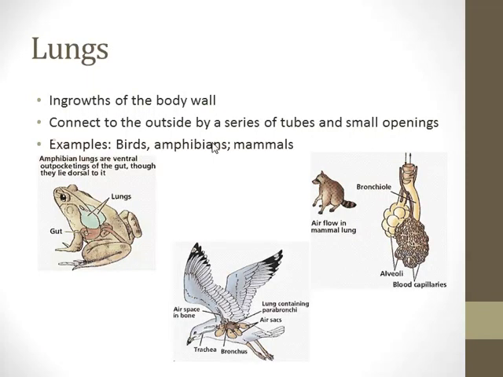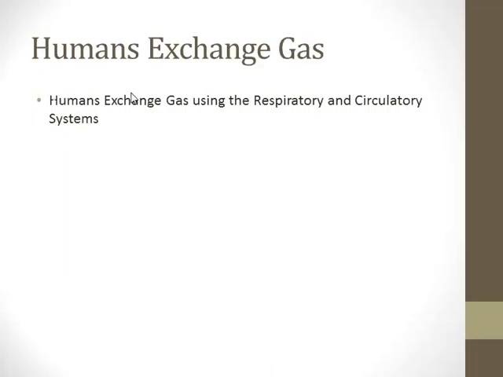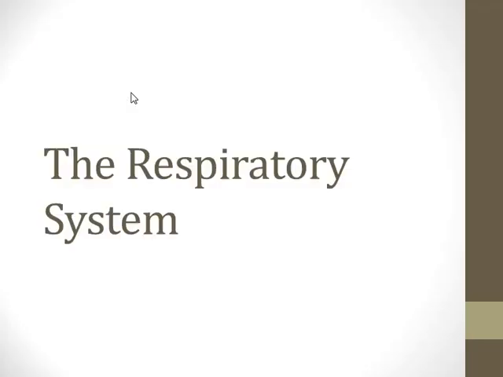Lungs, like what we have, are ingrowths within the body. They have lots of tubes and small openings that allow gas exchange to happen inside, and then the gases are transported to the rest of the body. Our gas exchange happens with a combination of our respiratory and circulatory systems. Today, we're going to focus on the respiratory system.